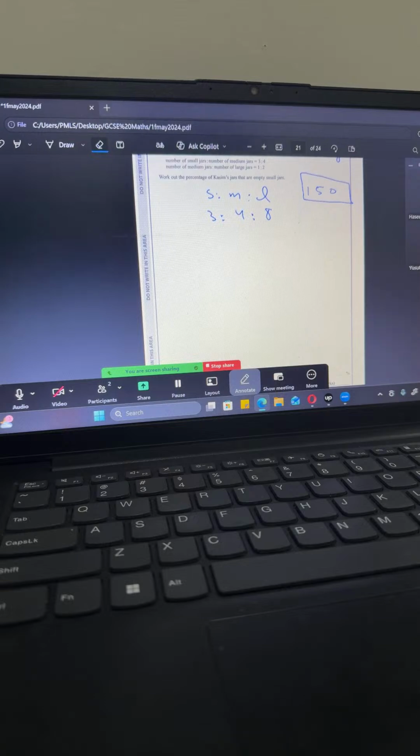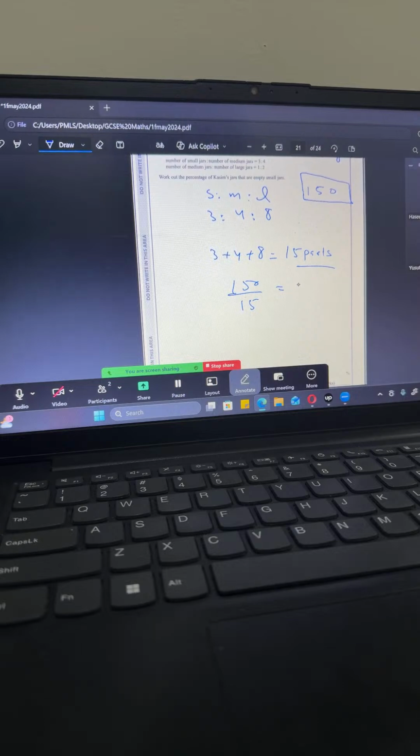Okay, see here. How many parts do I have? Let's add the parts. 3 plus 4 plus 8, right? How many are there? 15, right? Yeah. Divide it by 150. 150 divided by 15.